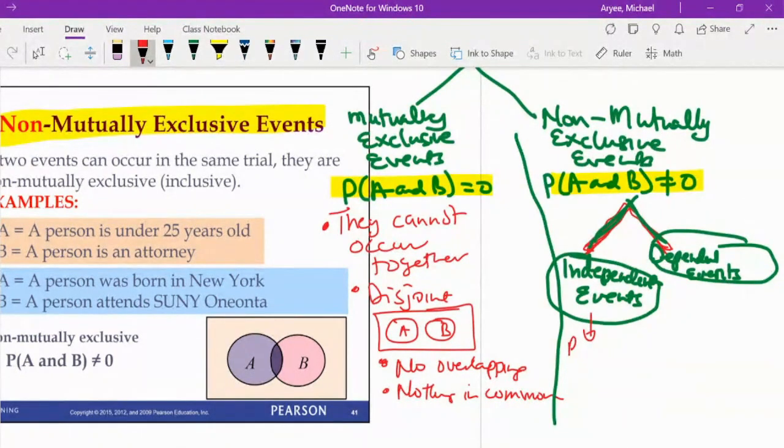So let's say one event. So let me just write it here. So independent means that one event does not affect the chances of the other event occurring.